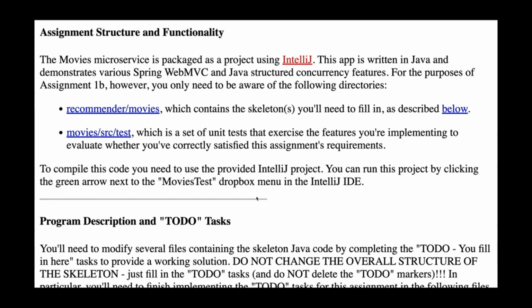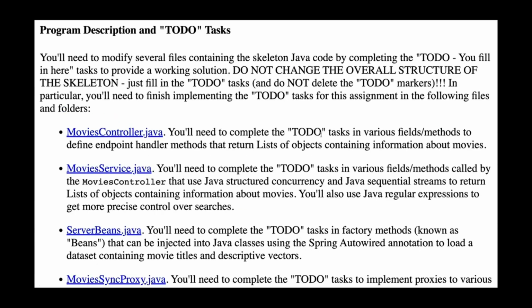To compile this code, you'll need to use the provided IntelliJ project. You can run this project by clicking the green arrow next to the Movie Test drop-down menu in the IntelliJ IDE. You'll need to modify several files containing the skeleton Java code by completing the TODO tasks you fill in here to provide a working solution.